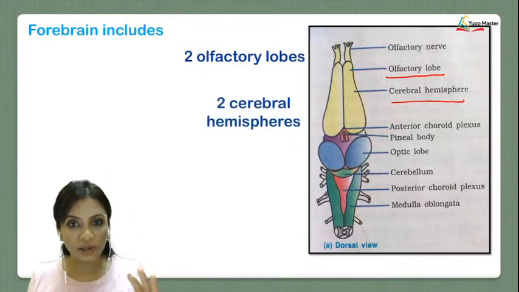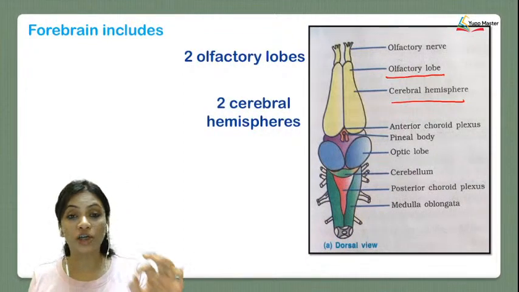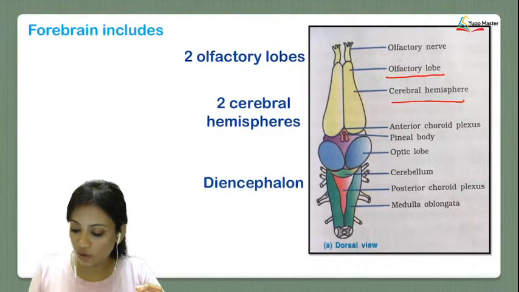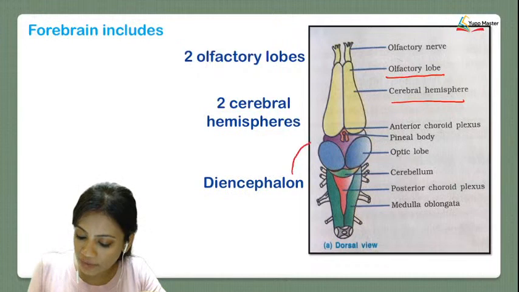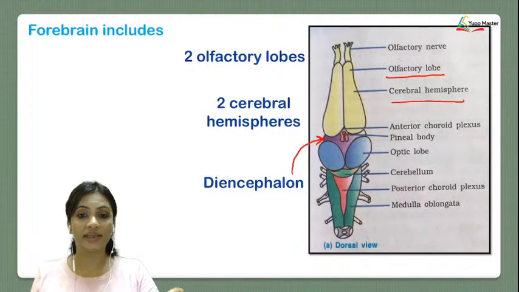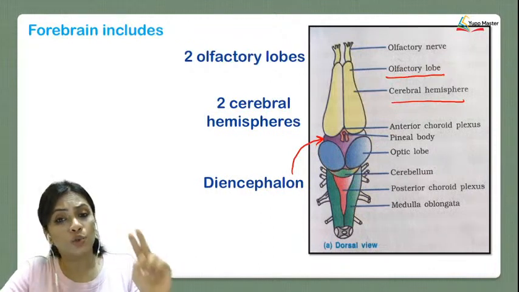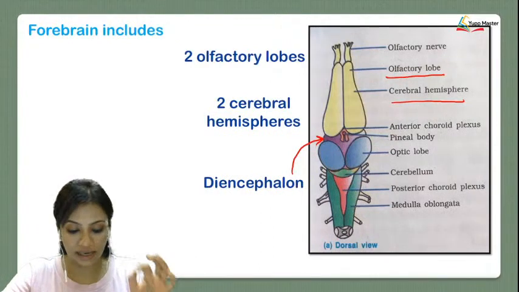And the third part of the forebrain is the diencephalon. Where is the diencephalon here? This part that you're seeing here, this is the diencephalon. Okay, so the forebrain has 2 olfactory lobes, 2 cerebral hemispheres and a diencephalon.